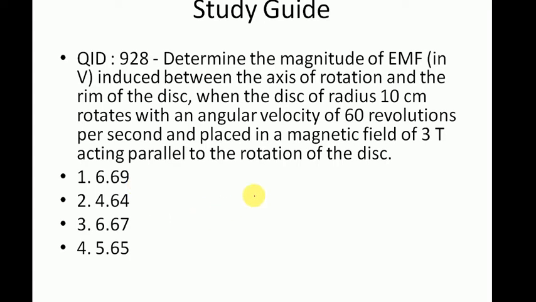The question says: determine the magnitude of EMF in volts induced between the axis of rotation and the rim of the disc, when a disc of radius 10 centimeter rotates with an angular velocity of 60 revolutions per second and is placed in a magnetic field of 3 Tesla, acting parallel to the rotation of the disc. So what will happen?